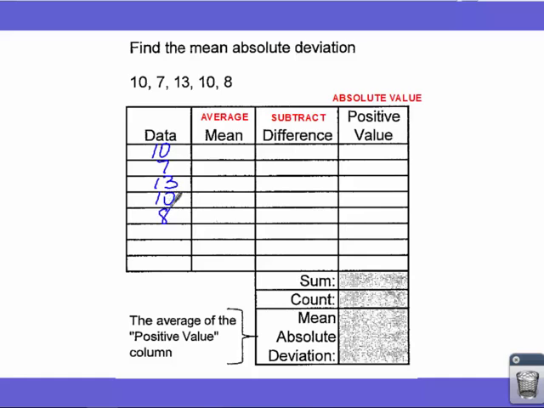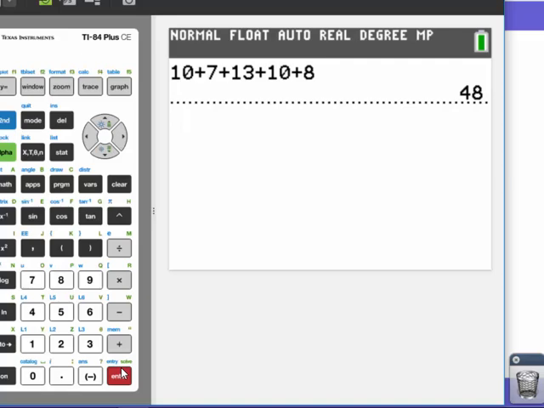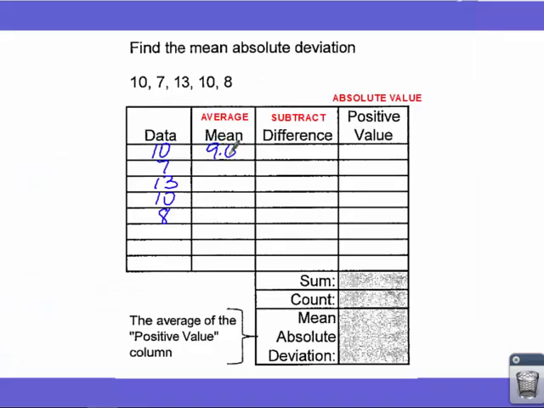The second thing that we're going to do is take this data and find its mean. So I'm going to add each of those together and divide by 5. Okay, so we would take our calculator and type in 10 plus 7 plus 13 plus 10 plus 8 and get a sum. So our sum is 48. Now to find the mean, I need to divide that by 5 because there's 5 data values in our set. So 48 divided by 5 gives us 9.6. So then for my mean, I'm going to write 9.6 for each one of these.